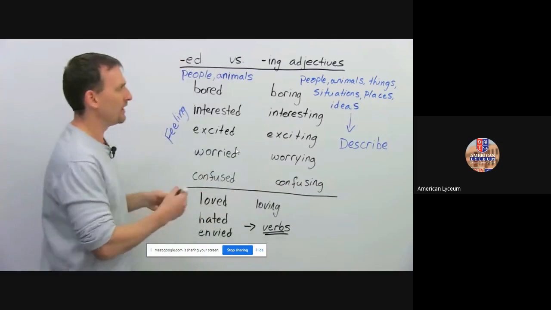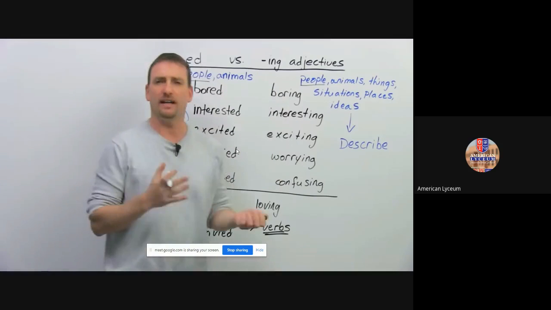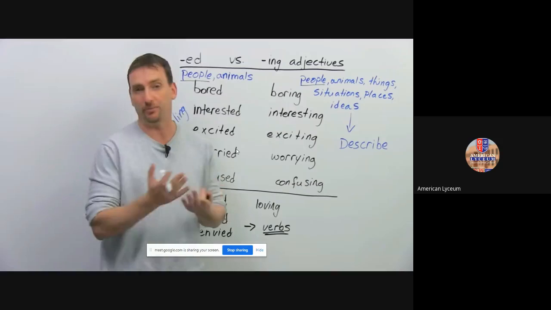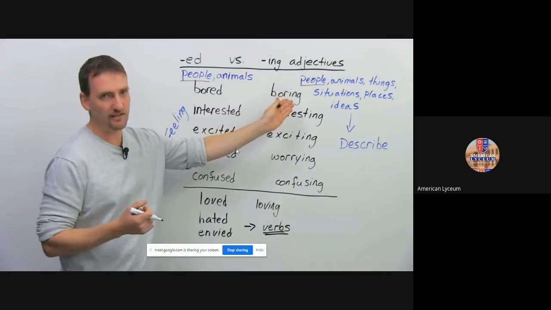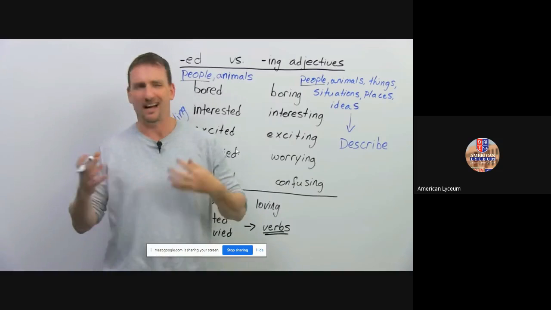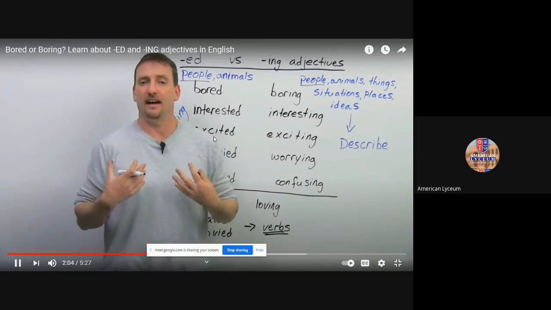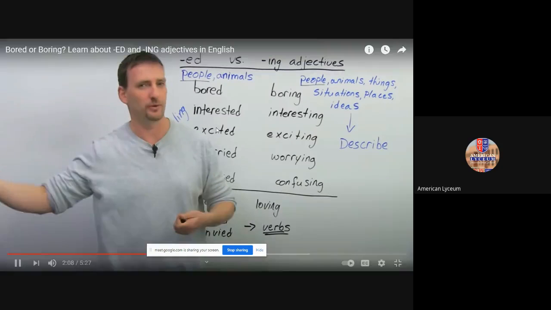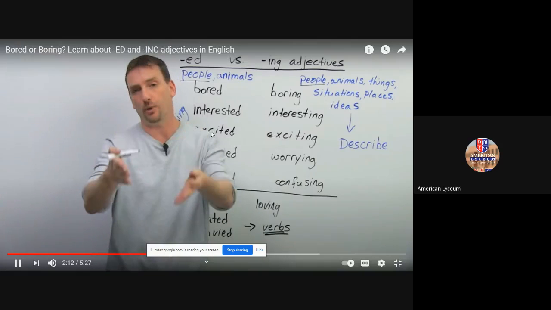So now you're wondering, well, I have people here and I have people here. So how can I use boring for people and bored for people? So what we have here, again, is feeling and cause of feeling. If you say I'm bored, it means that I'm not having fun. I want to go do something else. If I say I am boring, it means you're not having fun and want to go do something else. So if I am boring, it means that you are bored.